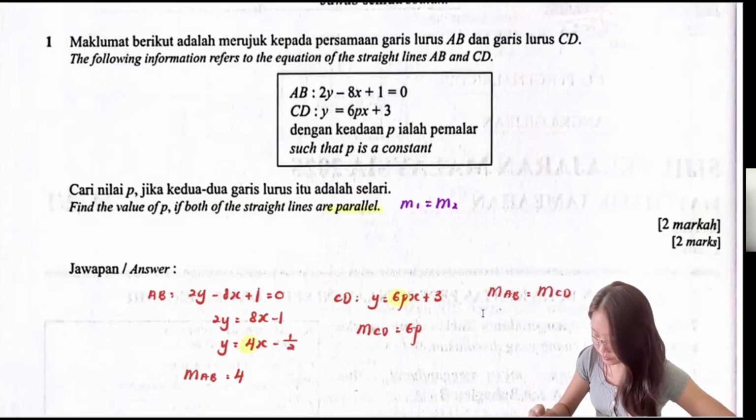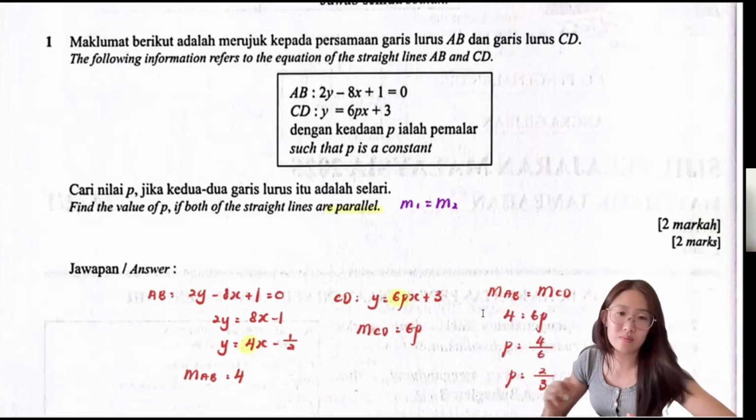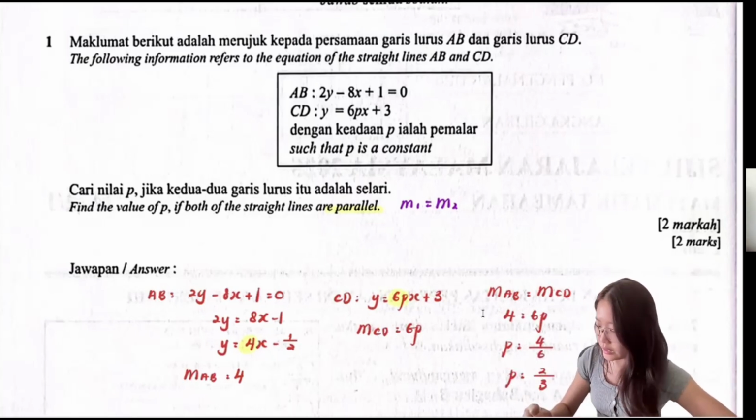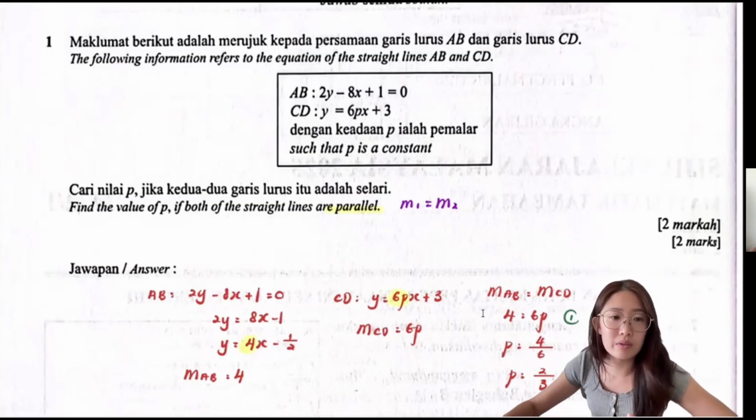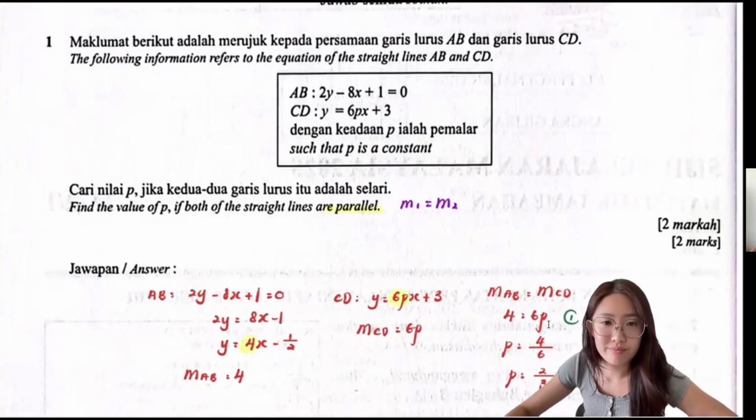AB with CD. So this is 4, this is 6p. P will be just 4 over 6. And remember to simplify, this is 2 over 3. In this question, you get 2 marks. So basically, they'll give you 1 mark here and the other one here. 2 marks. Very simple. Okay, then next one.